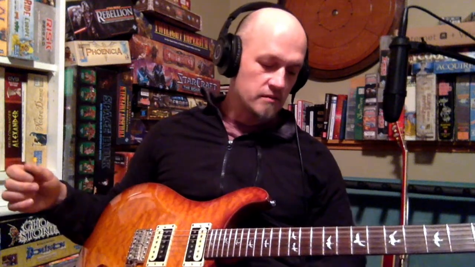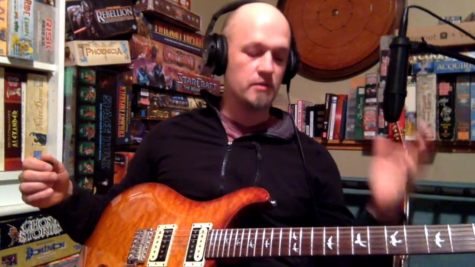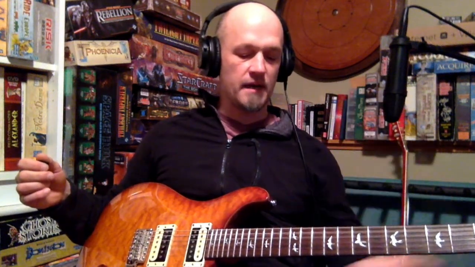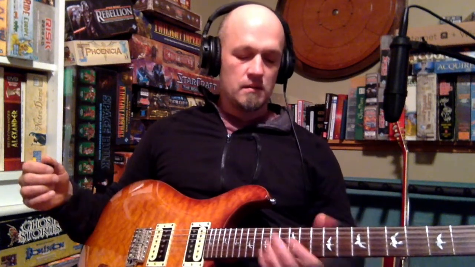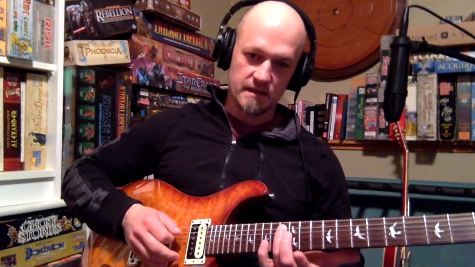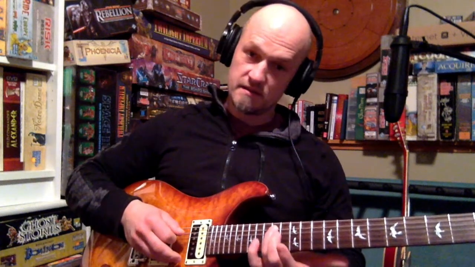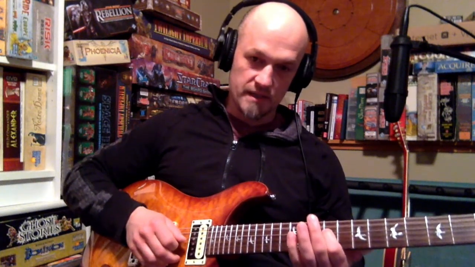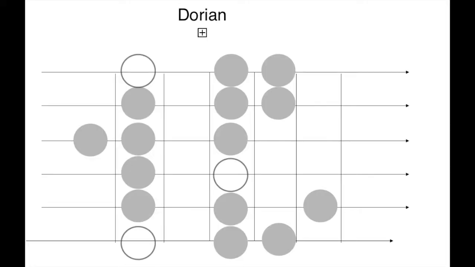Now Dorian alters that slightly, just like Mixolydian alters it from natural major. Dorian alters it from natural minor, and the note that gets changed is the sixth tone. So instead of having a half step in between 5 and 6, we have a whole step between 5 and 6. Okay, now we have a half step in between 6 and 7.